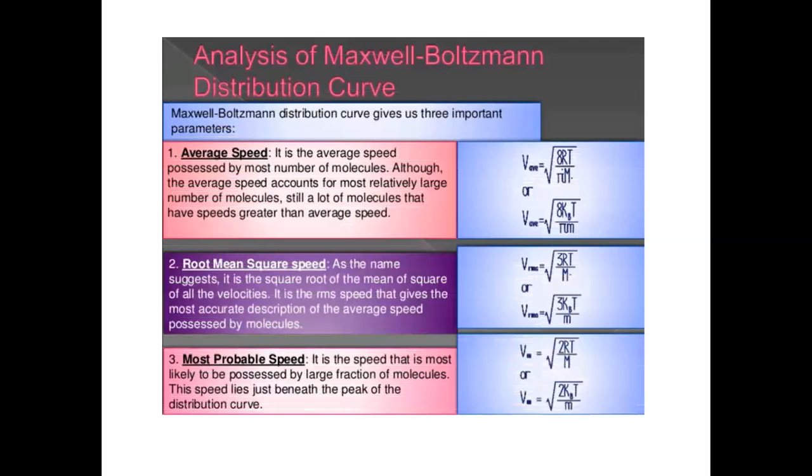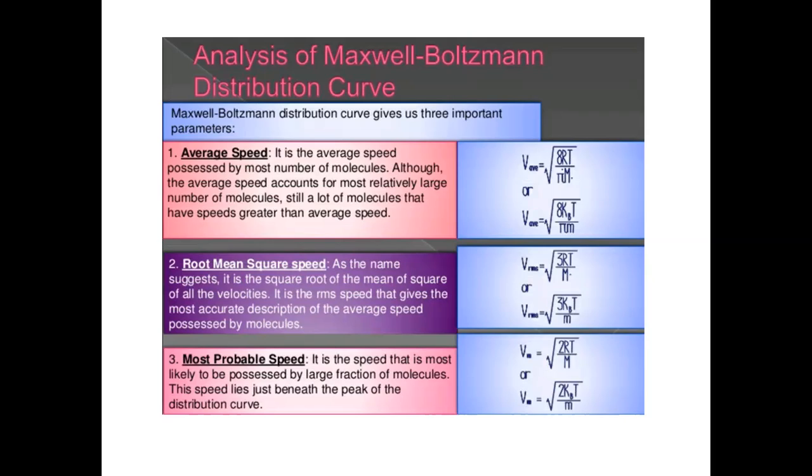See, now the Maxwell-Boltzmann distribution curve gives us three important parameters. First is the average speed. The average speed is possessed by most number of molecules. And average speed accounts for a relatively large number of molecules. Still, there are a lot of molecules that have speed greater than the average speed, which is given by this formula.